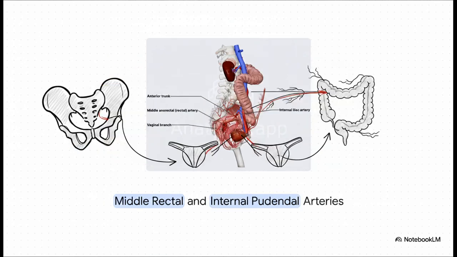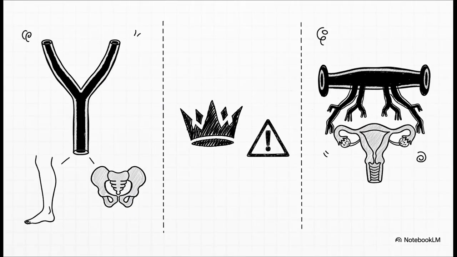Finally, wrapping up the major anterior branches, we've got the middle rectal artery, which helps supply the lower bowel, and a really critical vessel called the internal pudendal artery. This one actually leaves the main pelvic cavity entirely, curves around a bone called the ischial spine, and enters the perineum below. It is the primary blood supply to the external genitalia, making it absolutely essential for sensory function and sexual response. Okay, let's take a breath.